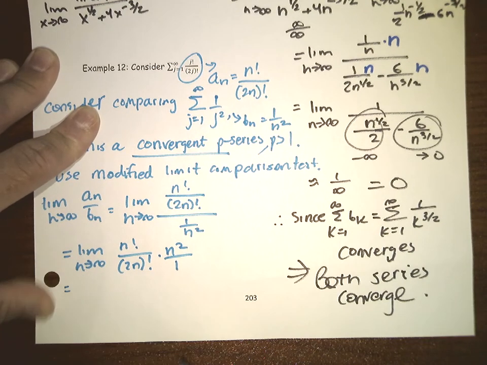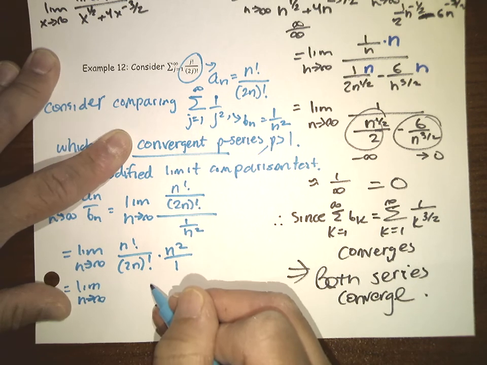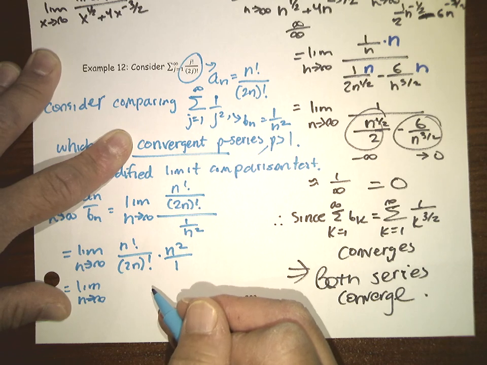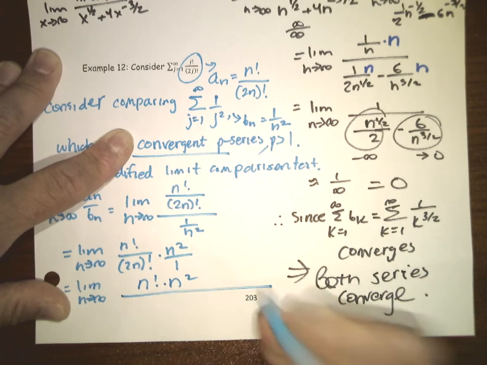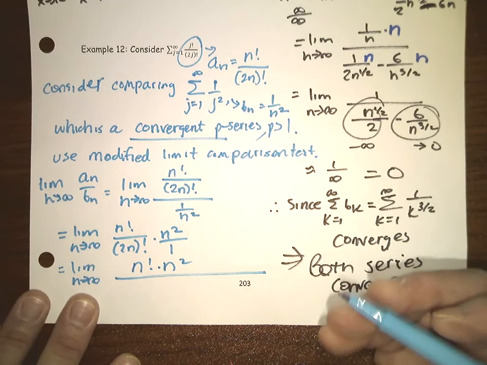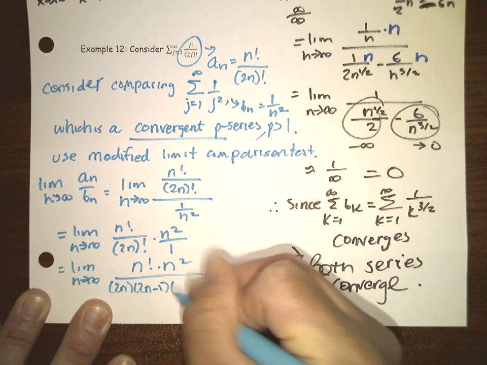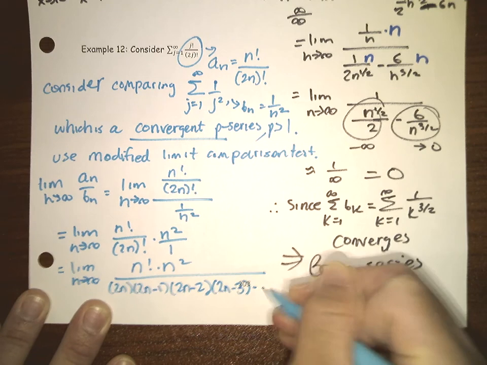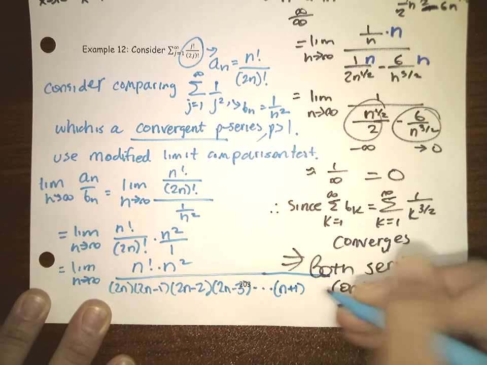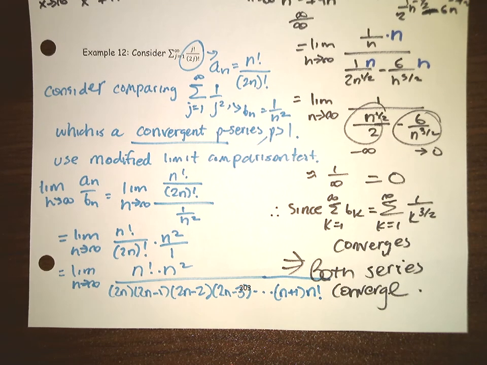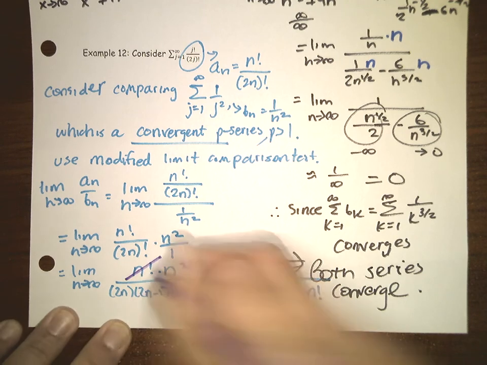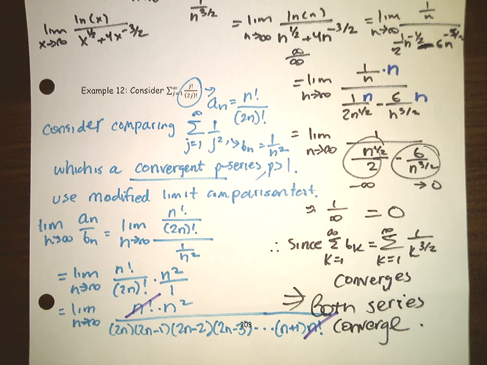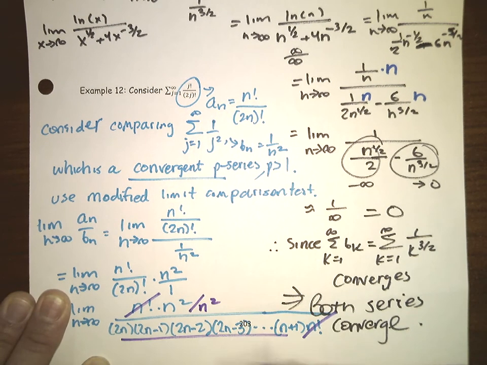And now this will give me the limit as n goes to infinity of n factorial times n squared, and then 2n factorial. If you remember how this works, it is 2n times 2n minus 1, 2n minus 2, 2n minus 3, and so forth, all the way down to n plus 1, and then I can do the rest of it as n factorial. The reason I want to do that is so that the n factorials divide out. And now, I am going to divide the numerator and the denominator by n squared.